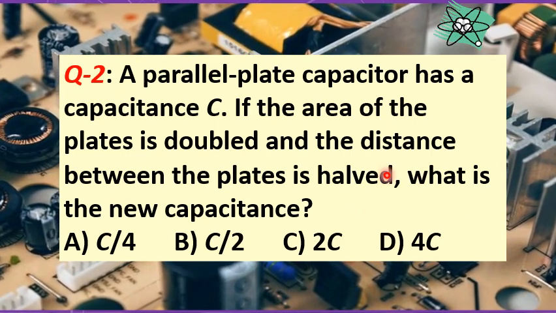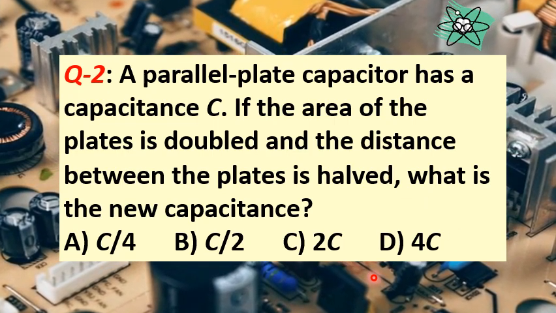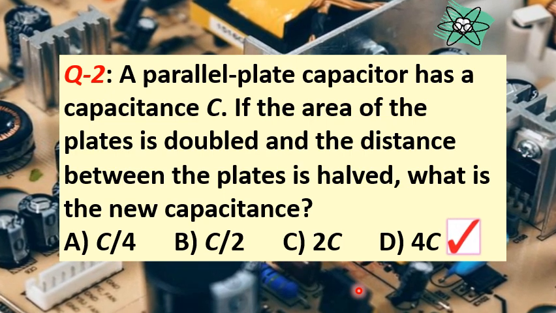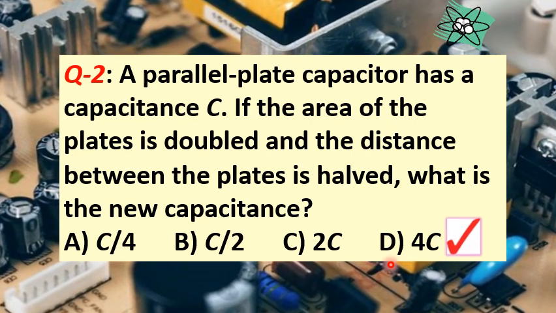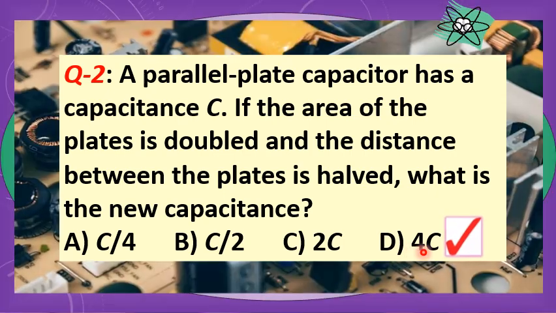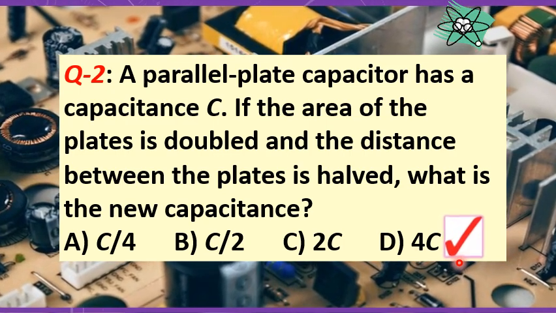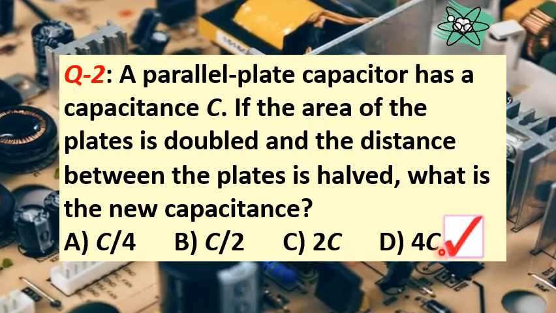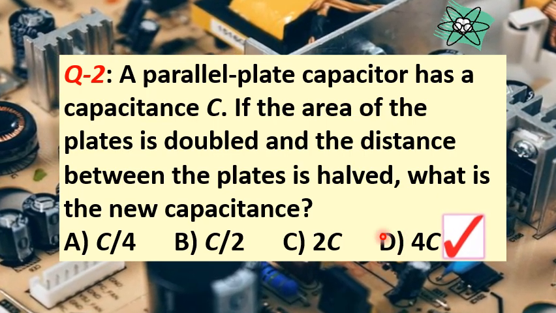Alright, for this question, our answer, as a matter of fact, is option letter D. The new capacitance will become 4 times the value of the initial capacitance. Why is this so? You'll find out as we continue with our discussion.